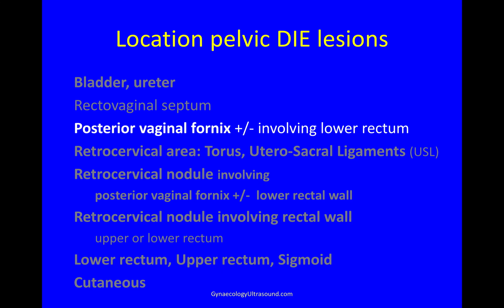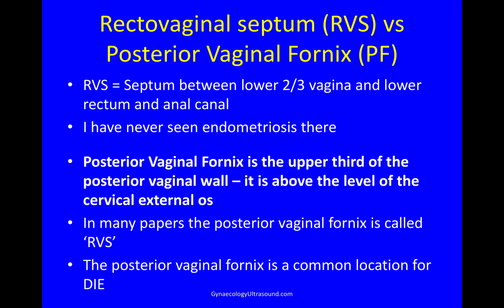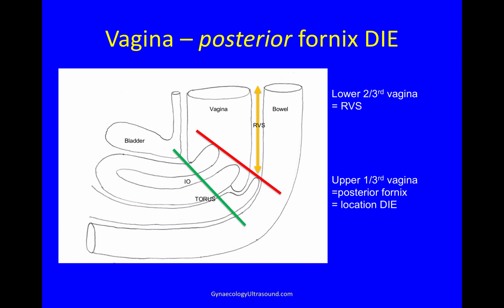So looking now at the posterior vaginal fornix at lesions of DIE. The rectovaginal septum is the septum between the lower 2/3 of the vagina and the lower rectum and anal canal, and I have never seen endometriosis there. But the posterior vaginal fornix is the upper third of the posterior vaginal wall. It's above the level of the cervical external os, and in many papers the posterior vaginal fornix is called rectovaginal septum. But in fact the posterior vaginal fornix is a common location for DIE.